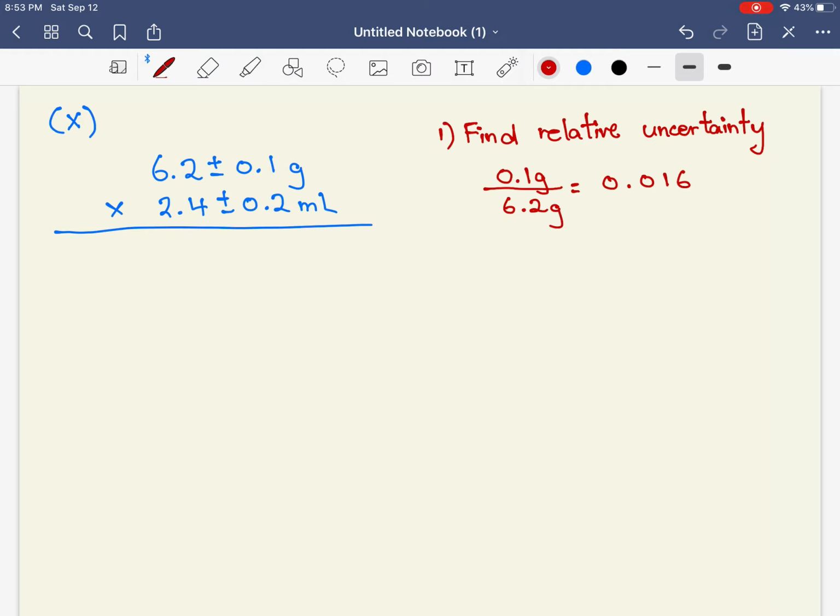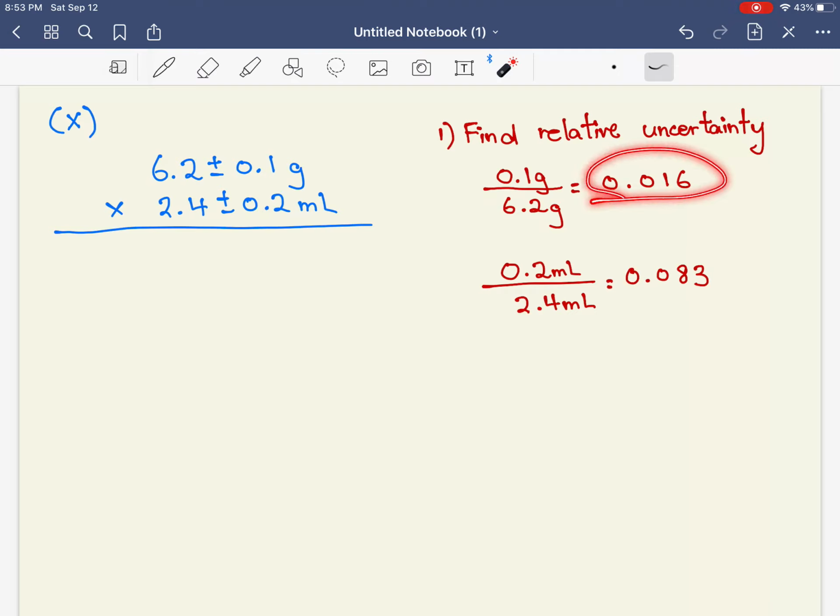You can do the same thing with the other one. In fact, you have to do the same thing with the other one. So you take 0.2 milliliter and you divide that by 2.4 milliliter. And of course, that would give you 0.083. So these are what we call relative uncertainty. This is the relative uncertainty for this value, and this is the relative uncertainty for this value.